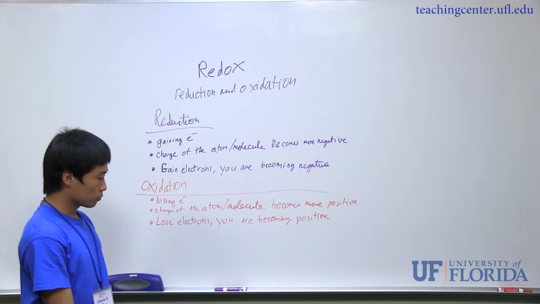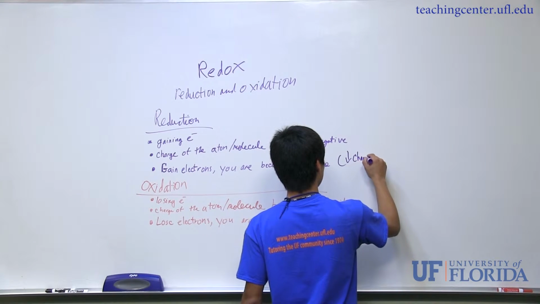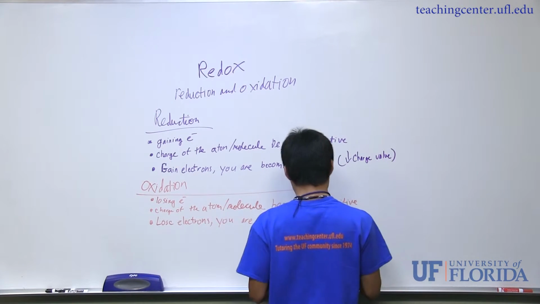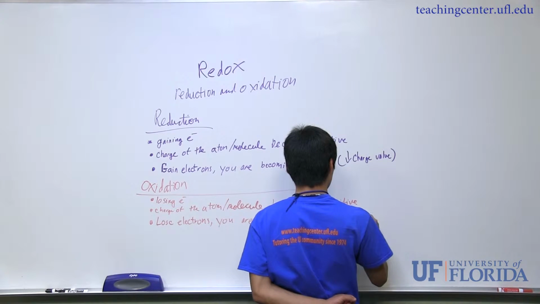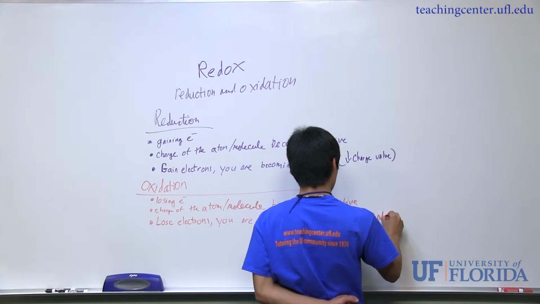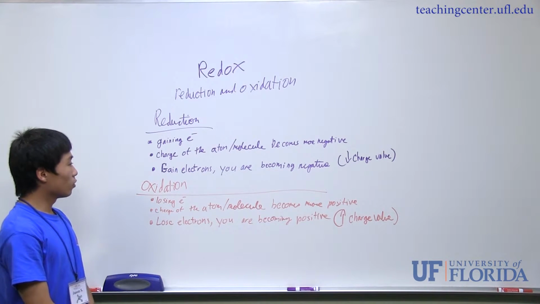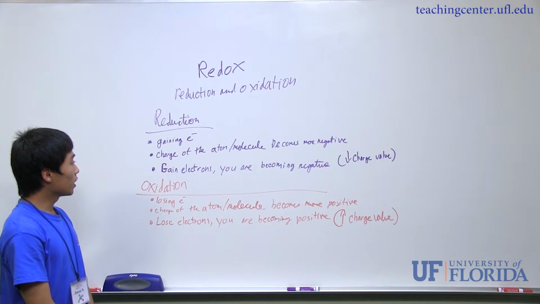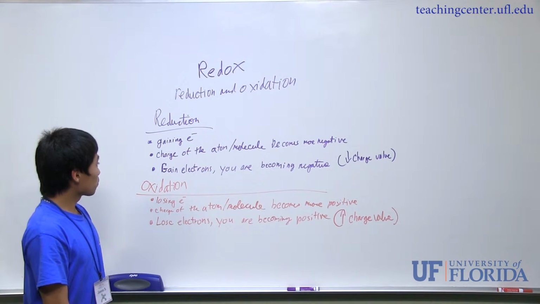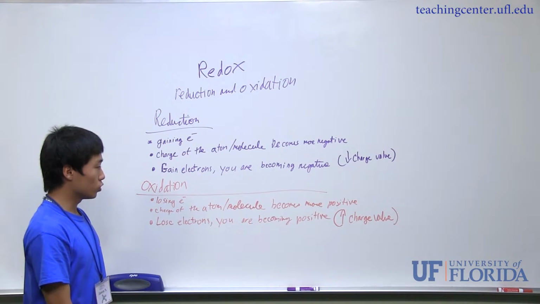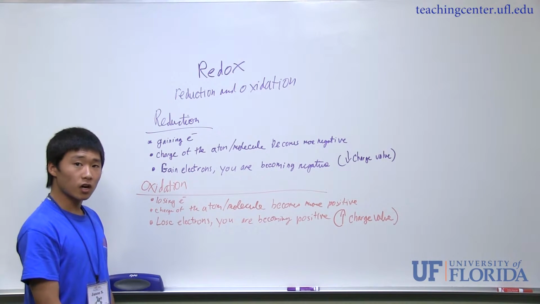What I mean by becoming negative is that you are decreasing in charge value, and when you're becoming more positive, you're increasing in charge value. These are very important for you to remember, guys, to conceptually visualize what's going on, because redox is going to be very important in chemistry, especially when you get into electrochemistry. So let's now look at some of the rules of how you do redox.